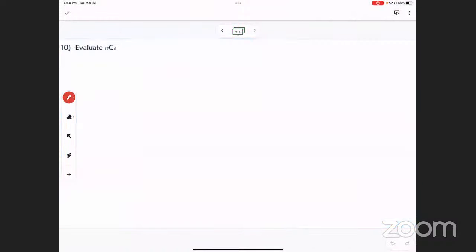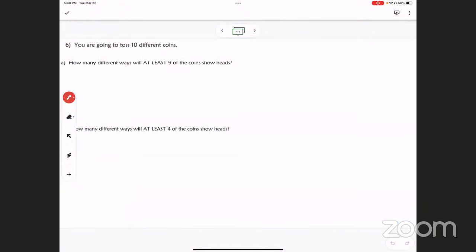So we can skip number 6 in those 7. How many different ways? You're going to toss 10 different coins. How many different ways will at least 9 of the coins show heads? Okay, so this is another one of those tricky ones. You've got to think through it a little bit. 10 different coins.